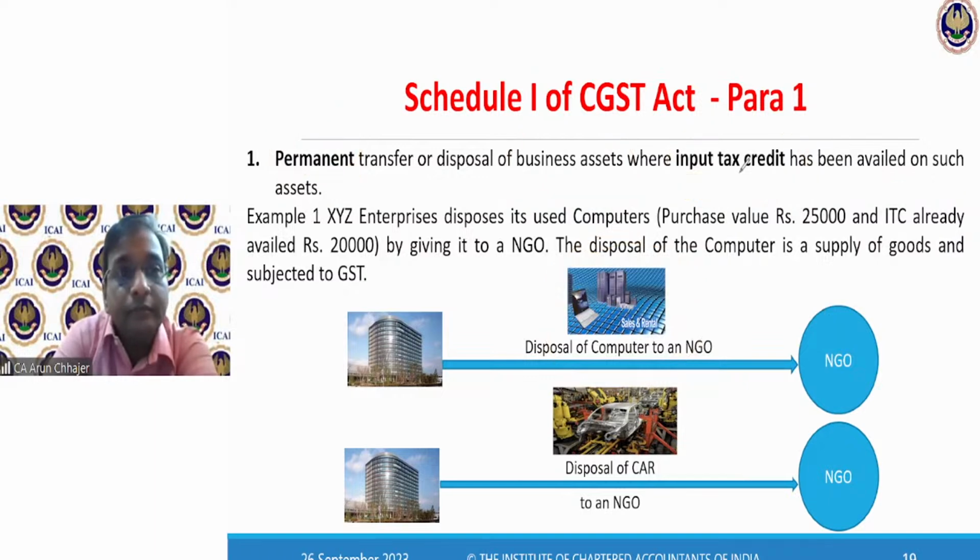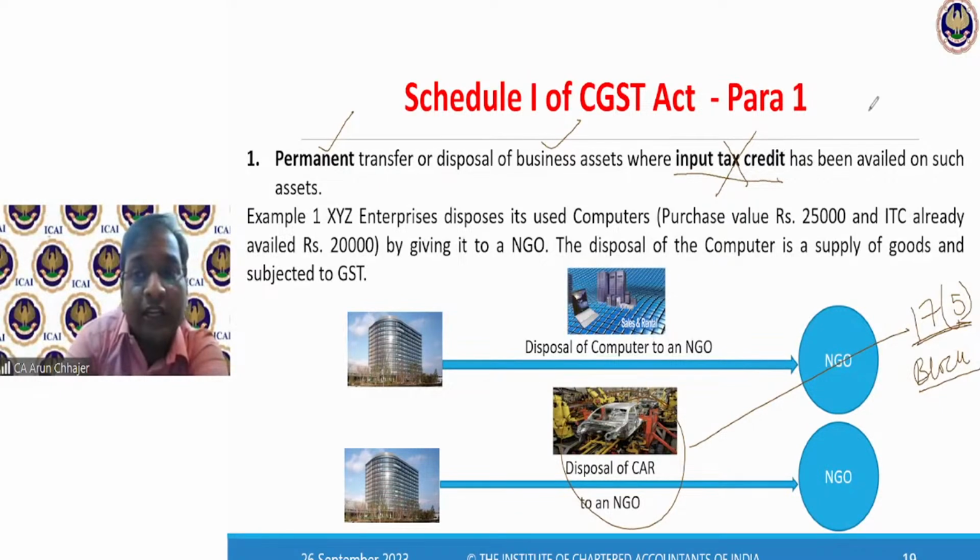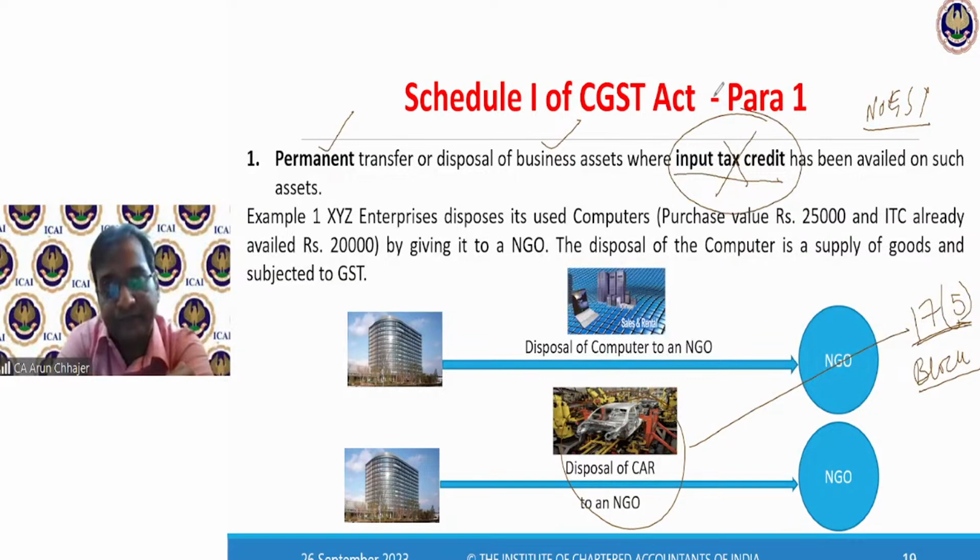Second example, I have purchased the car for my director up to 13 seaters. I know that when you read the ITC chapter, in section 17 subsection 5, it is under the blocked category. So when I purchase the motor vehicle, I cannot take the ITC. Even though I am permanently transferring, this is my business asset, but because I have not taken the ITC, it is not chargeable to GST. No GST. Why? Because ITC has not been taken on that asset. Is it clear?